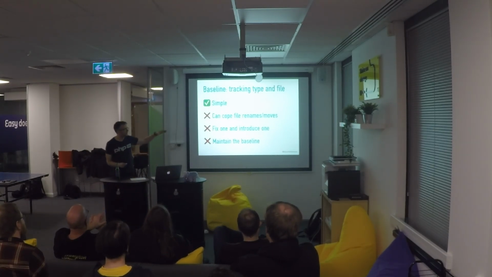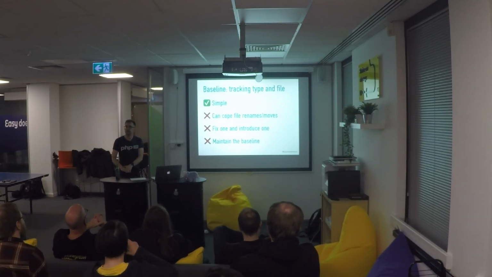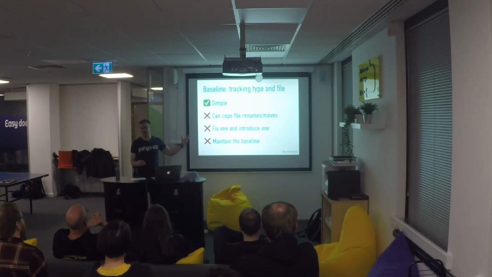Also, kind of coming on from that point, you do have to maintain your baseline. So what happens is every time you fix things, you want to recreate the baseline and recheck that in so the counts are lower and lower and lower every time you fix something. So this was one way, and I first saw this implemented just towards the end of 2018.